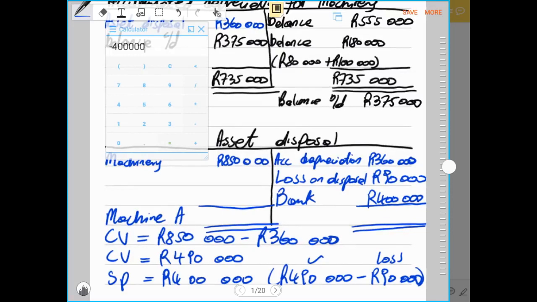Remember, you might next time be given the selling price, not the loss. And sometimes you might be given the profit and not the selling price. So you must always know: if this was a profit, not a loss, you get the carrying amount of the asset up to the date it was sold. Then you say carrying amount plus the profit. If it's a profit, you add it to the carrying amount in order to get to the selling price. But if you are calculating the selling price for an asset that was sold at a loss, you say the carrying amount or the carrying value minus the loss in order to get to the selling price.